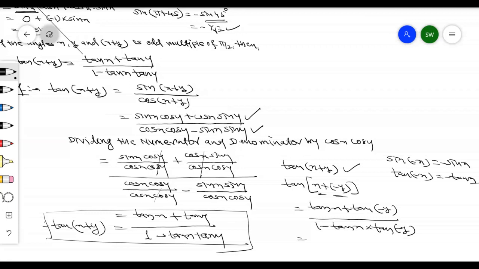So here we get tan x. Tan of minus y is minus tan y, so minus tan y upon 1 minus this tan of minus y, with the minus, so 1 plus tan x into tan y. Okay, students, so in this way we can derive the different formulas. So you practice this formula, and similarly you can go for cot(x plus y) also. Okay, thank you.